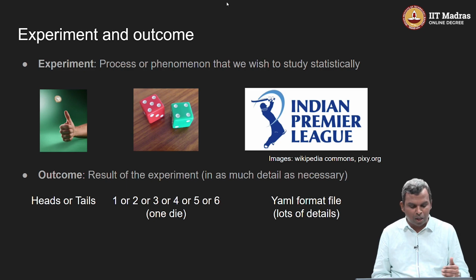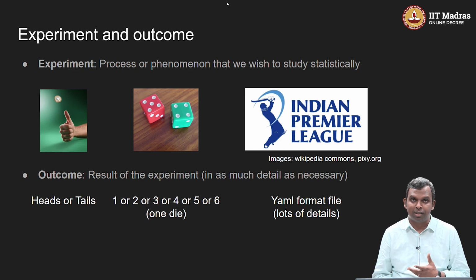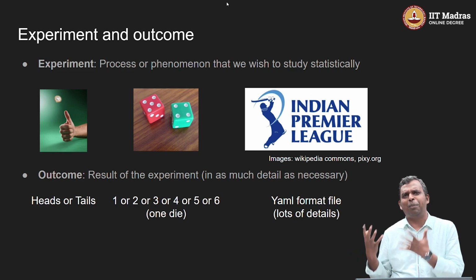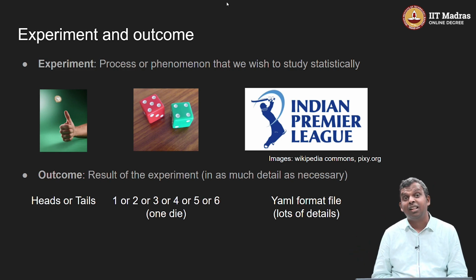I've listed below the outcomes corresponding to each of these experiments. For the coin toss experiment, there are 2 outcomes. Assuming it's a standard coin, it's either heads or tails. For throwing 1 die, it's either 1 or 2 or 3 or 4 or 5 or 6. Those are the possible outcomes. If you go to a complex experiment like the Indian Premier League, you're not going to be able to write down the outcomes so easily.